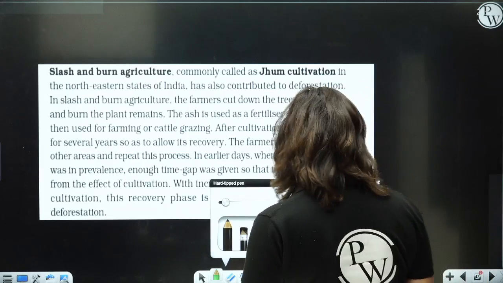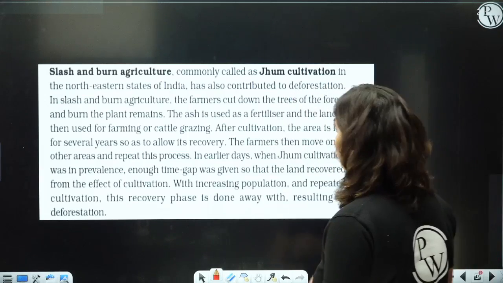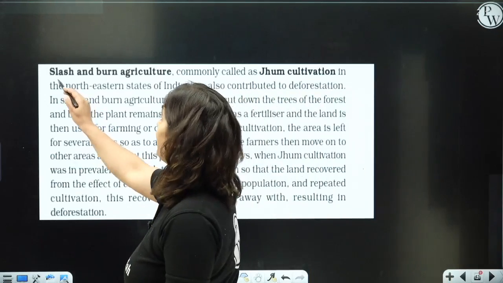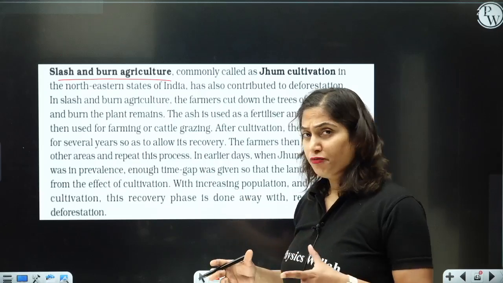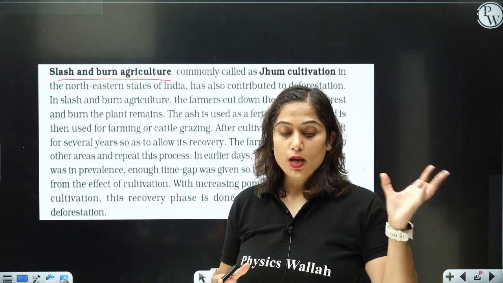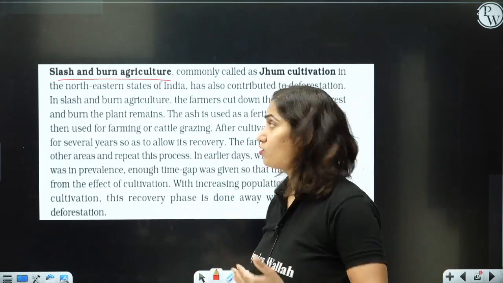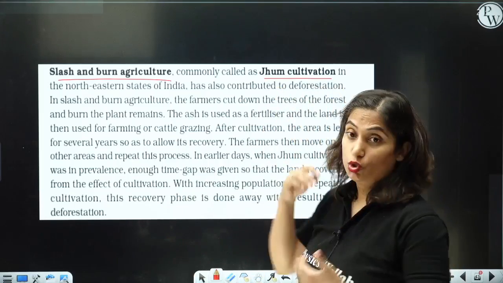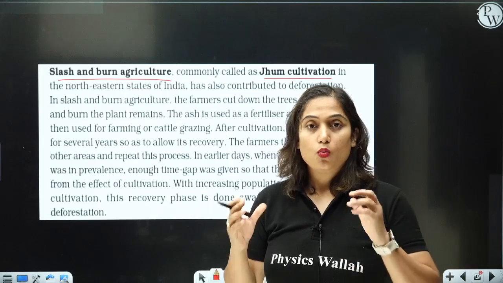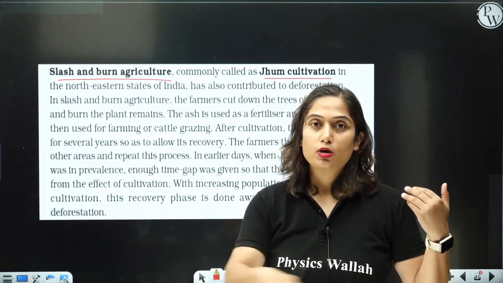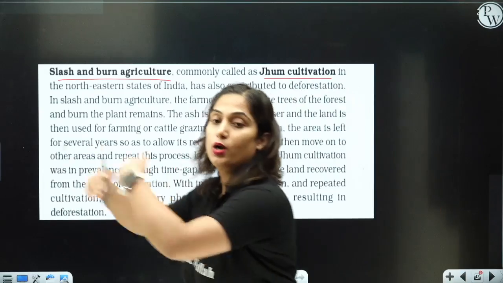Now, what are the reasons for this lost forest cover? One of the reasons is slash and burn agriculture. What is slash and burn? This is also called jhum cultivation. Jhum means to move. The farmers used to cultivate an area, then they used to burn the leftovers and move to other areas.